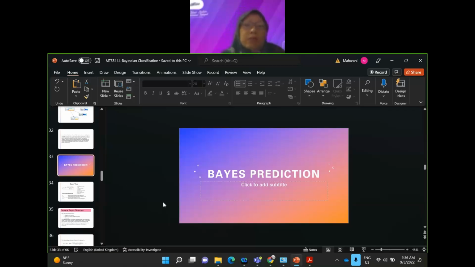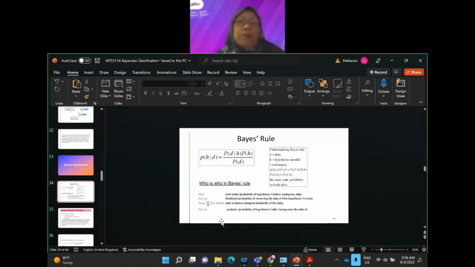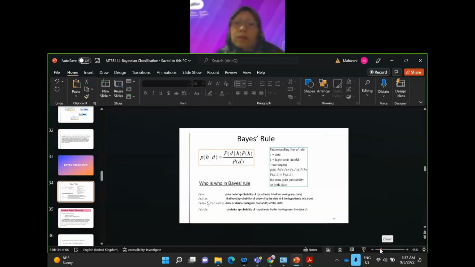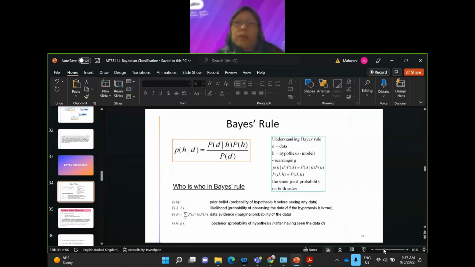I will share my screen. We go to the Bayes prediction, right? So how we use the Bayes theorem to predict the probability, as I said before. All right, so we review a little bit about the Bayes theorem or Bayes rule. Make sure my slide is correct. All right, like this.